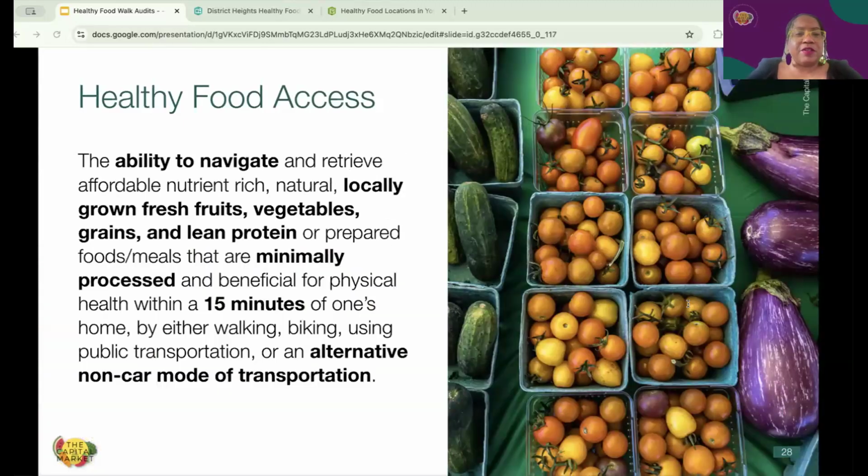From there, we also developed a shared definition of healthy food access. What we came up with was a safe way for people to reach whole foods. This includes the ability to navigate and retrieve affordable, nutrient-rich, natural, locally grown fresh fruits, vegetables, grains, and lean protein or prepared foods that are minimally processed within 15 minutes of one's home, either by walking, biking, using public transportation, or an alternative non-car mode of transportation.